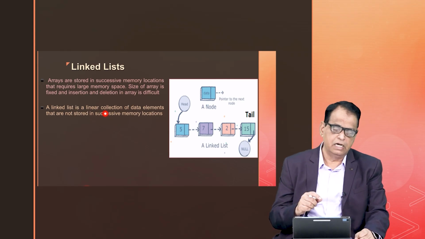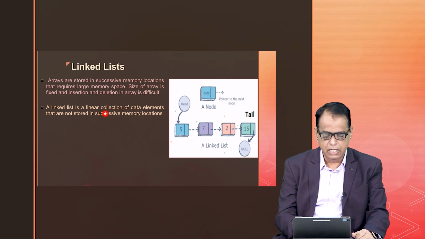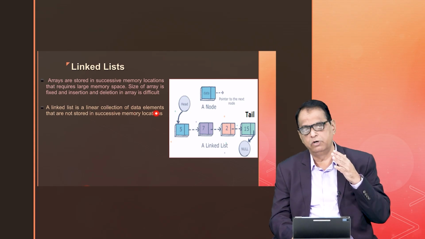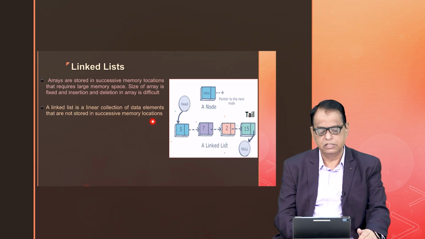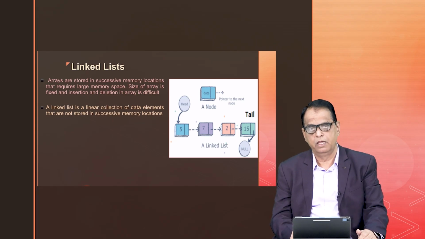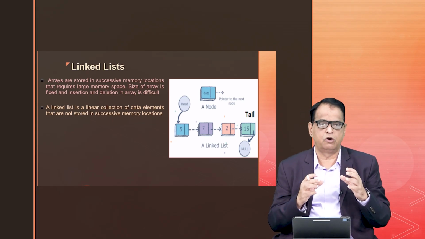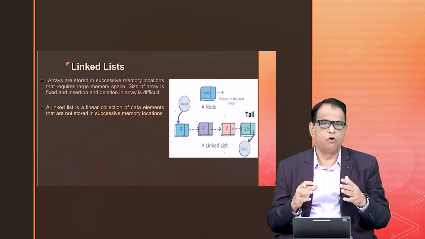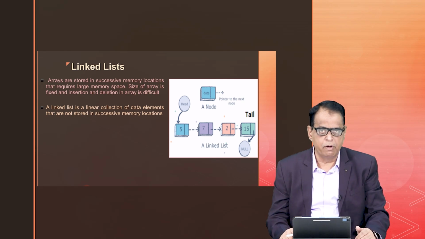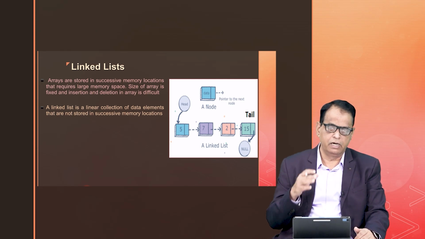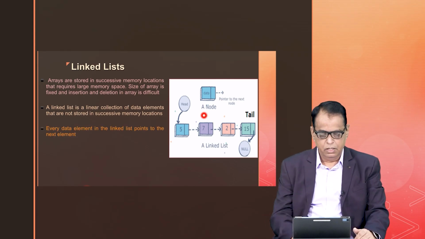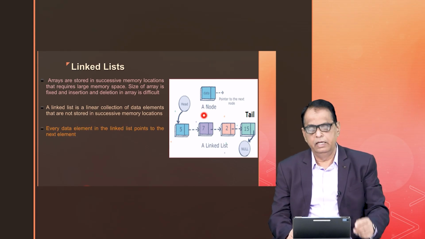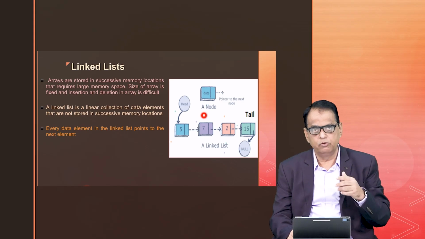So, a linked list, like an array, is a linear collection of data elements where the elements are stored sequentially, but they are not stored in successive memory locations. Because of the structure of the linked list, we normally do not store them in successive memory locations, but instead we can store them in different parts of the memory. Every data element in the linked list will point to the next element.